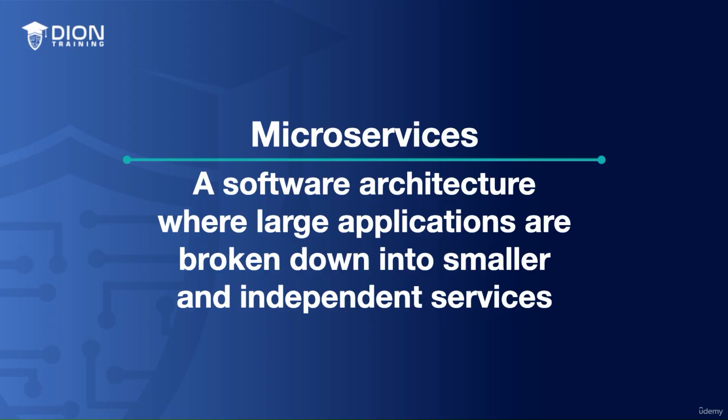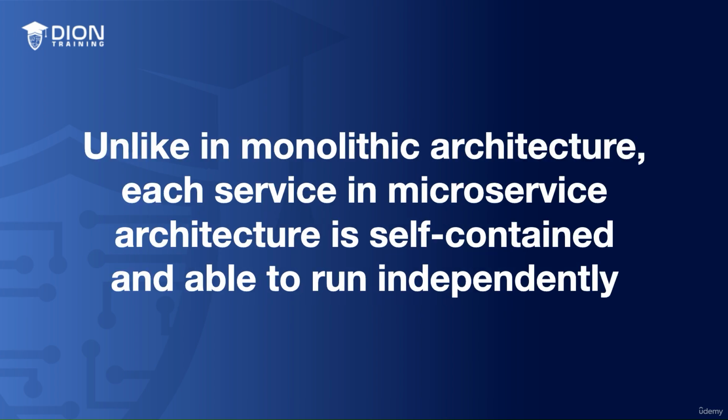So, what exactly are microservices? Microservices are a type of software architecture where large applications are broken down into smaller, independent services. Each of these services runs a unique process and communicates through a well-defined, lightweight mechanism to serve a business goal. Microservices are a departure from traditional monolithic architecture, where all components of an application are interconnected and interdependent. In a microservice architecture, each service is self-contained and should be able to run independently of others.